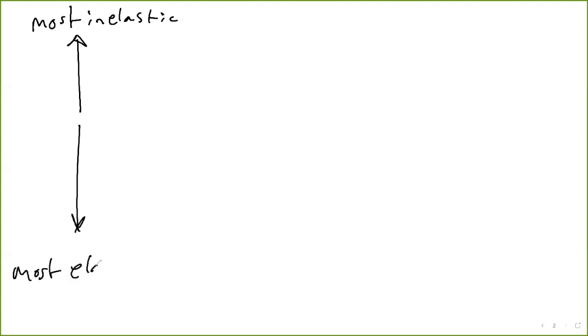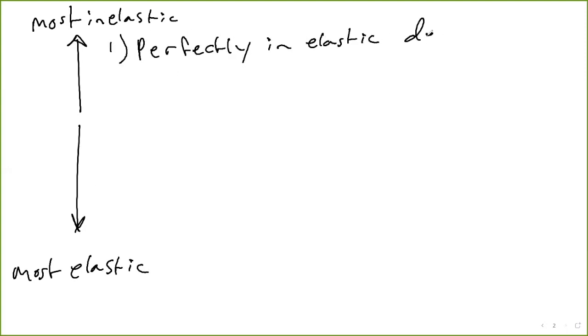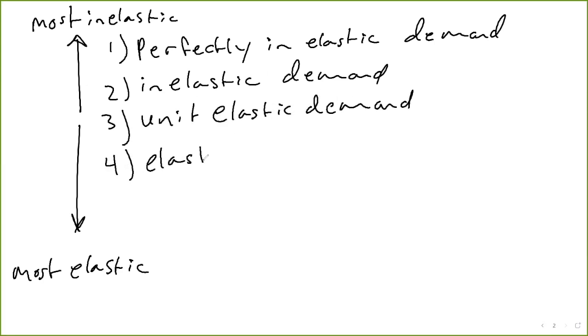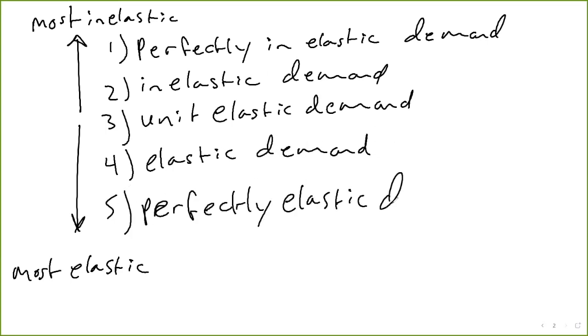We can get more specific than this though, right? We have a scale where we have the most inelastic demand here, and we go all the way to the most elastic demand. And we have 5 categories. One is what we call perfectly inelastic demand. Then we have inelastic demand. Right in the middle, we have what we call unit elastic demand. Then elastic demand. And finally, perfectly elastic demand.